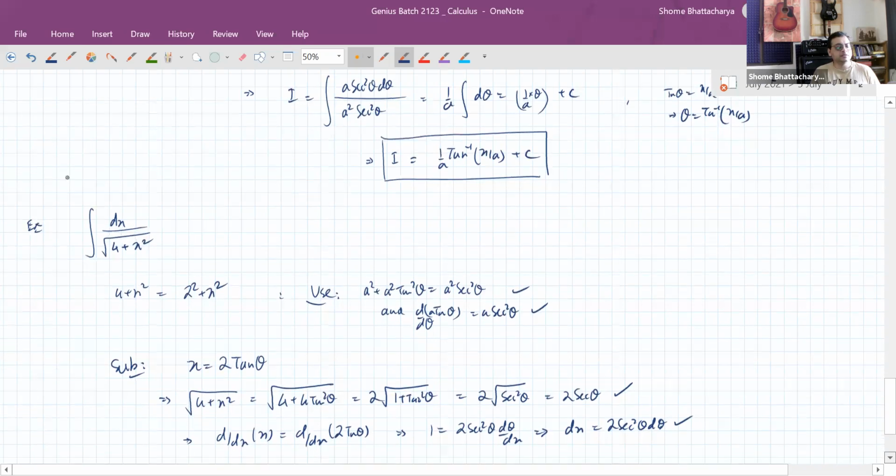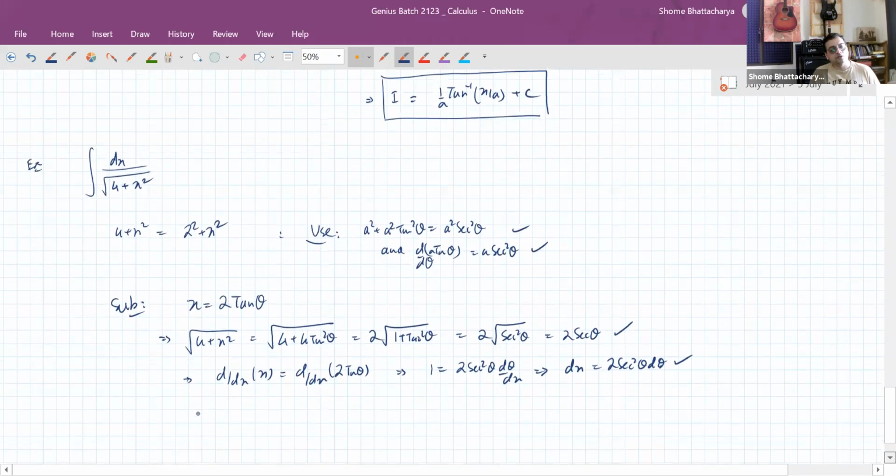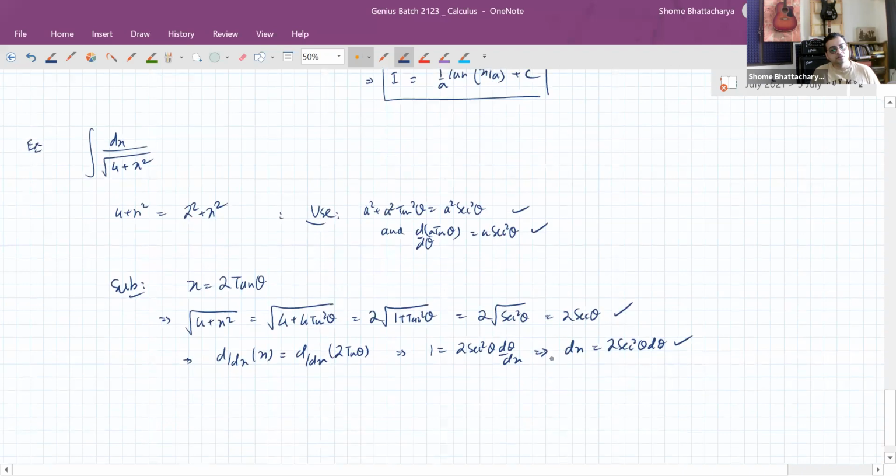So my integration becomes, in the numerator, substitute dx as 2 sec square theta d theta. Right? And the denominator, substitute the whole thing, that is square root of 4 plus x square as 2 sec theta. So now we are left with this, which we know is ln sec theta plus tan theta plus c.